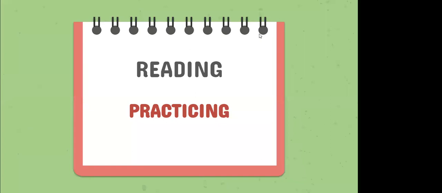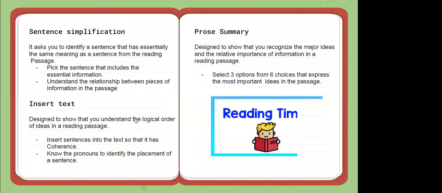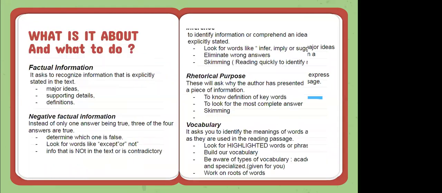In this section, guys, or girls, sorry, you will find a variety of questions, okay? Let's start with the first type, the factual and the negative factual information. These two are included in the first type of question you're going to face. The factual information asks you to recognize information that is explicitly stated in the text. This is the easiest kind of question, because all the answers will be clearly stated in the text. You will be able to find the answer in the text.